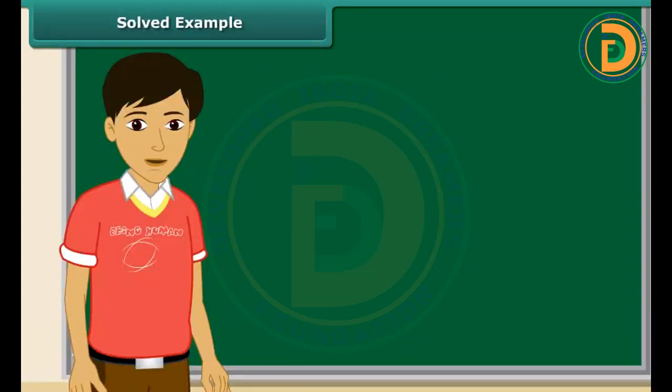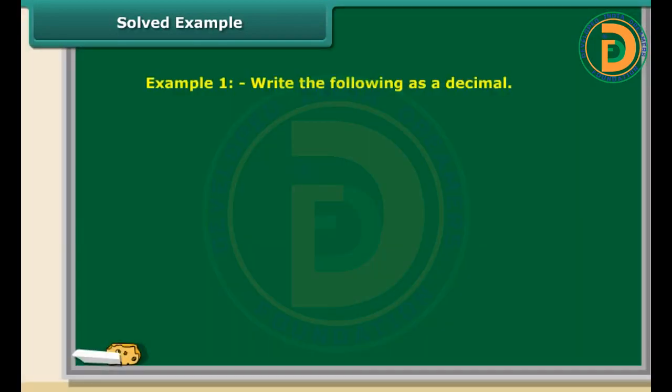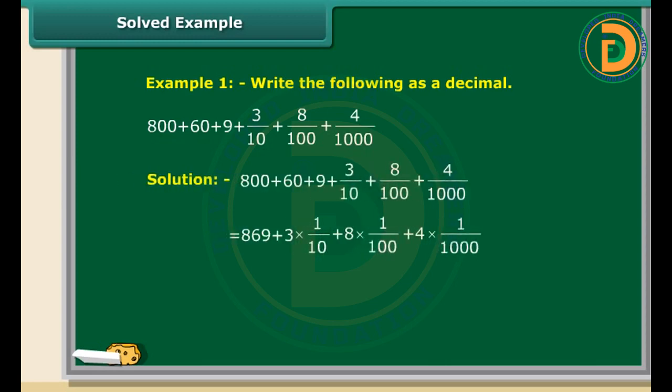Let us test our understanding by solving some questions. Write 800 plus 60 plus 9 plus 3 tenths plus 8 hundredths plus 4 thousandths as a decimal. 800 plus 60 plus 9 is 869. 3 tenths plus 8 hundredths plus 4 thousandths is 0.3 plus 0.08 plus 0.004, which adds up to 0.384. So the answer is 869.384.